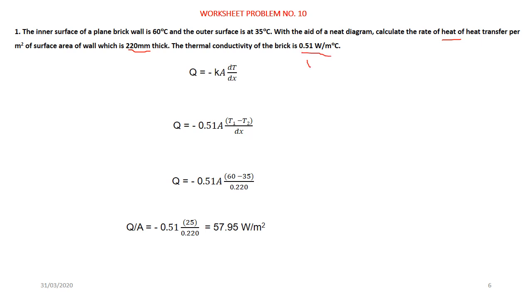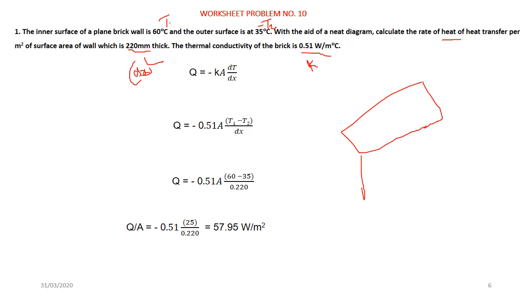So this is K, right? Thermal conductivity is denoted as K, and this is thickness L. Okay, L or dx, both are same. Then this temperature is given. Say this is T2, this is T1. 60 is T1. So suppose I have a plain wall, something like this.